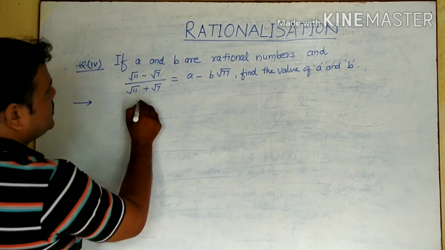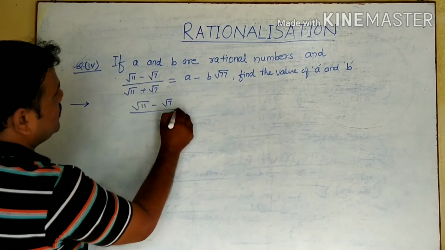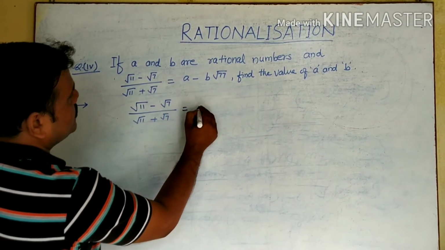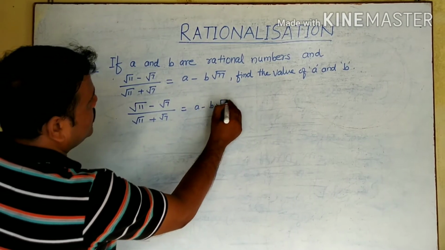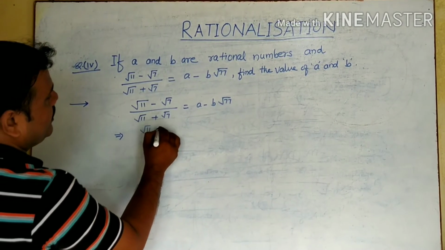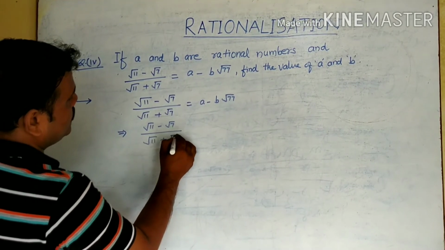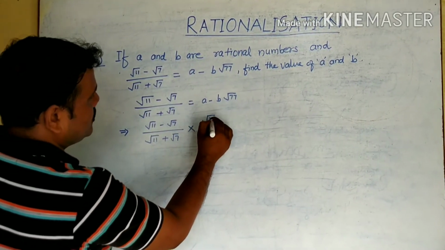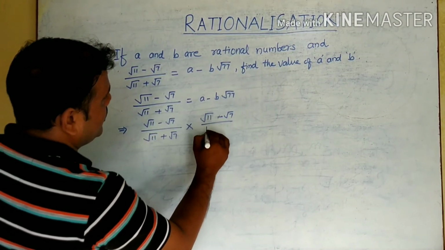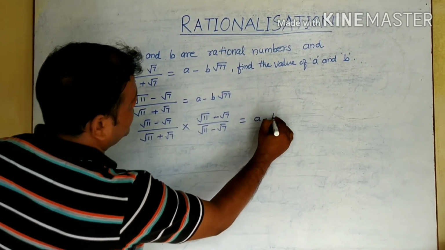For that, you just write down whatever is given: 11 minus under root 7 by under root 11 plus under root 7 is equal to a minus b under root 77. You put the implies sign here. Here is 11 minus under root 7 by under root 11 plus under root 7 into under root 11 minus under root 7 by under root 11 minus under root 7, that is equal to a minus b under root 77.